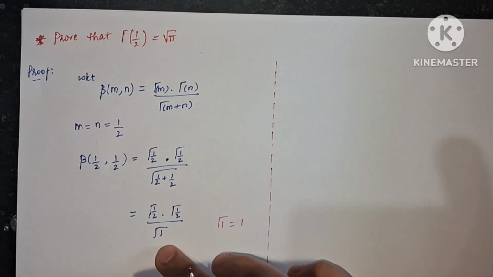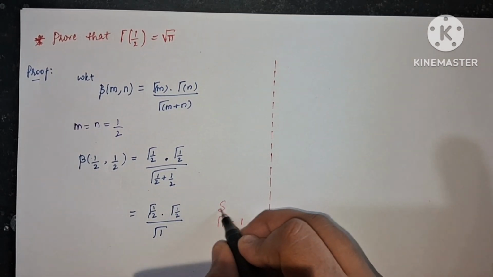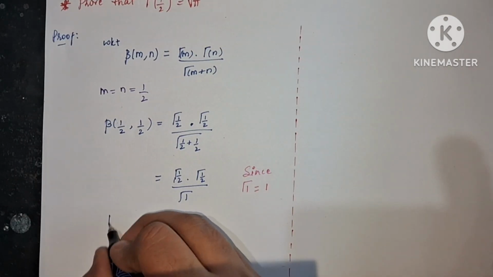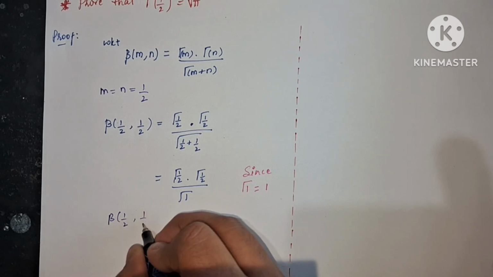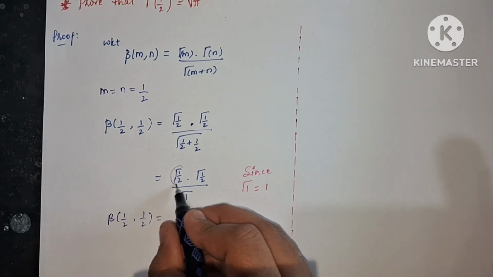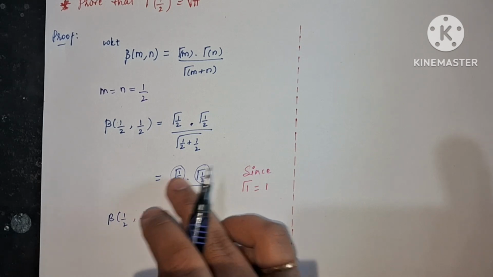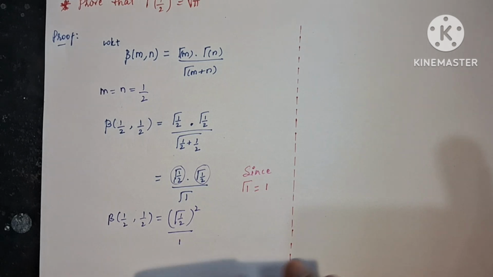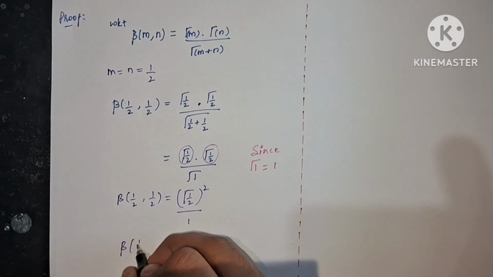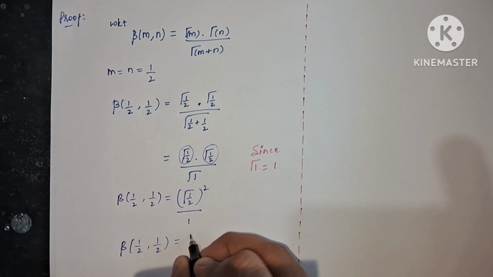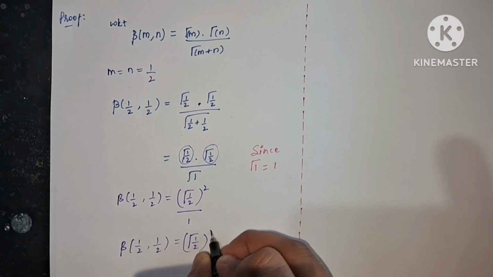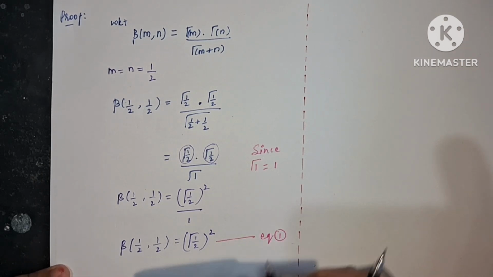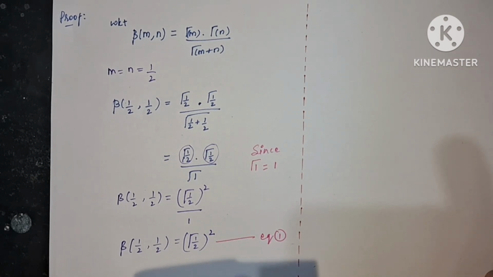So how did we consider this gamma of 1? Since gamma of 1 is equal to 1, in the next step I will consider this as beta of 1 by 2 comma 1 by 2, which can be written as, this is 1 and this is 1, and here we have multiplication, so this becomes a square. So gamma of 1 by 2 the whole square divided by 1, which we can write as beta of 1 by 2 comma 1 by 2 is given by gamma of 1 by 2 the whole square. I will consider this as equation number 1.